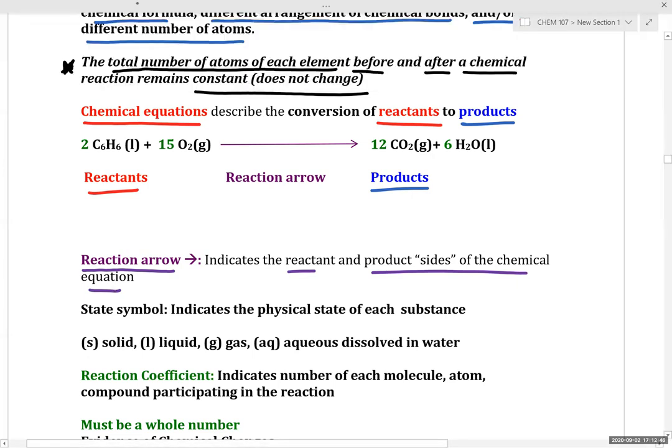Now, just like always, we also have our good old friends, the state symbols. The state symbols indicate the physical state of each substance. We'll learn more about the rules for assigning physical state, but for most elements, the physical states are pretty familiar to us. For example, oxygen is a diatomic gas from our last lecture.